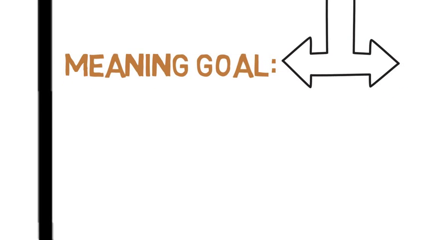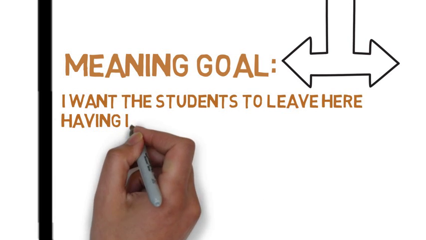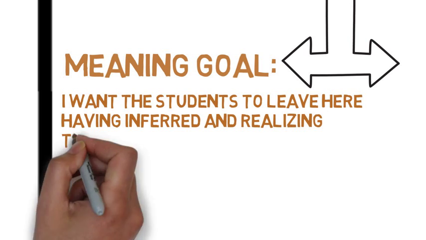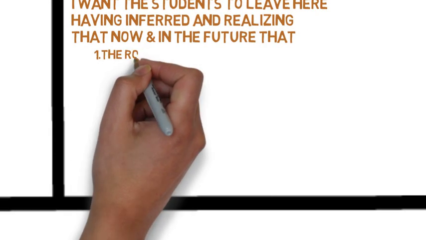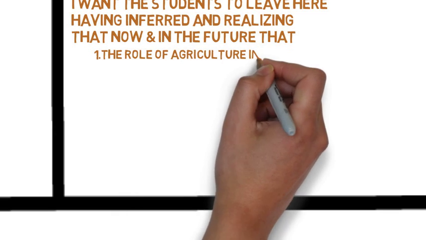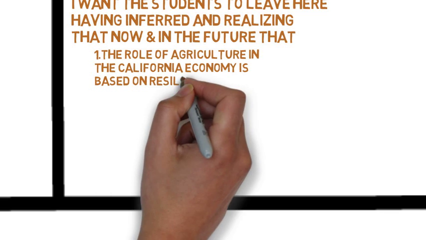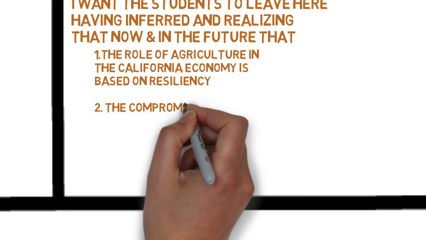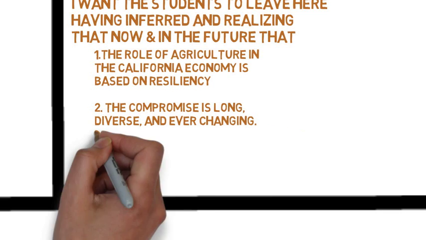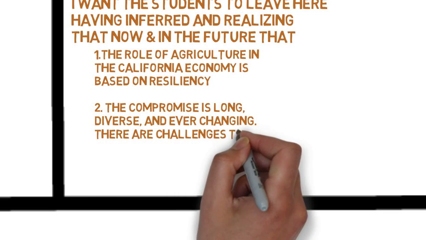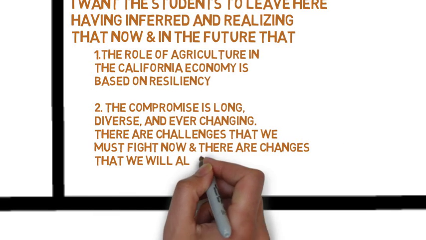I want the students to leave here having inferred and realizing that now and in the future, 1. the role of agriculture in the California economy is based on resiliency. 2. The compromise is long, diverse, and ever-changing. There are challenges that we must fight now, and there are changes that we will always be fighting as the supply tries to meet the demand of a growing society.